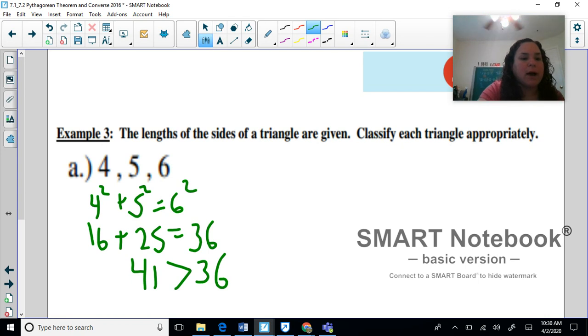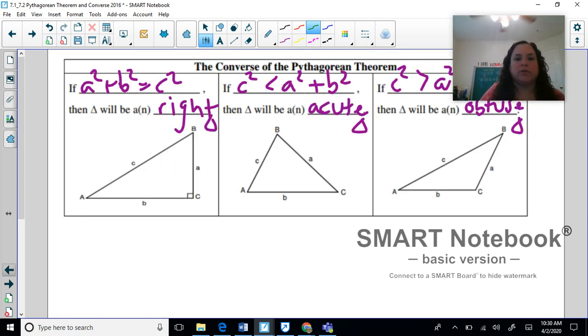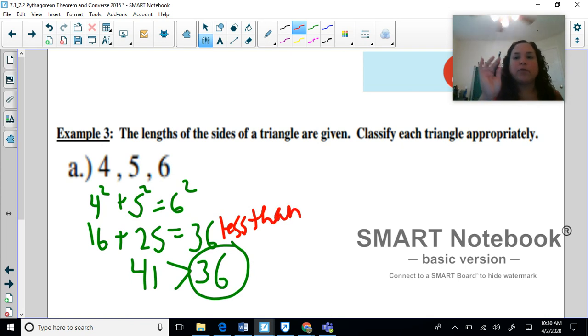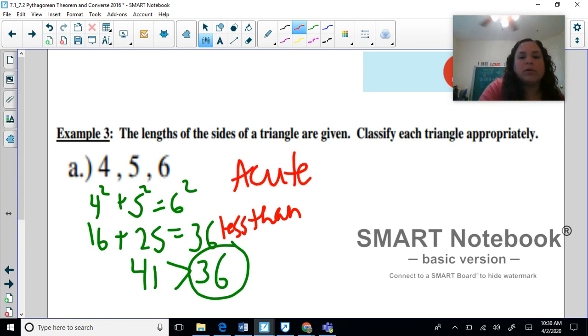So let's go back to our list over here. If the c squared is equal to the sum, then we have what we call a right triangle. If the c squared is less than, then we have what you call an acute triangle. If the c squared is bigger or greater than, then we have an obtuse triangle. So here, the c squared is less than, right? So therefore here, we don't have a right triangle because it's not equal. We have what you call an acute triangle. Okay?